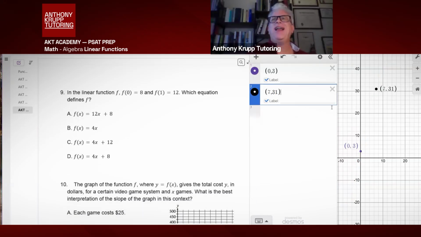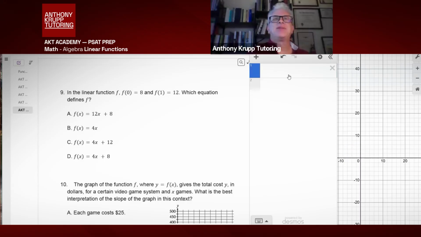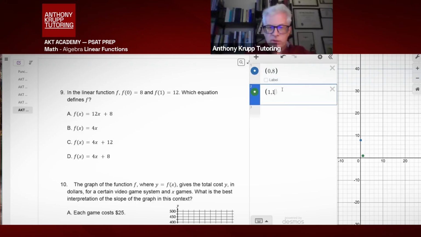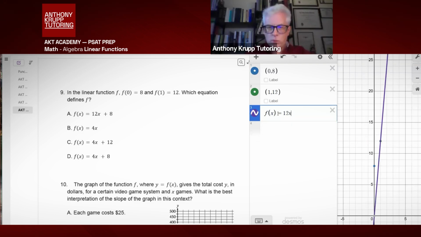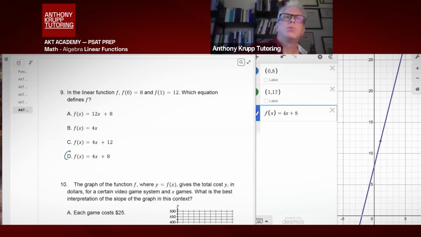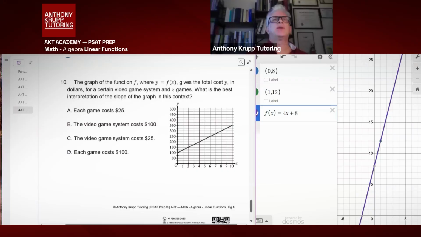Sensing a pattern? F of 0 equals 8, which means this, right? You don't even have to label it. F of 1 is 12. 1, 12. They're just there, right? Good. Which equation, zoom in a little, which equation defines F? Well, I don't know. Let's find out. Not that. Not that. Not that. D. Thanks, Desmos. Desmos is your friend.